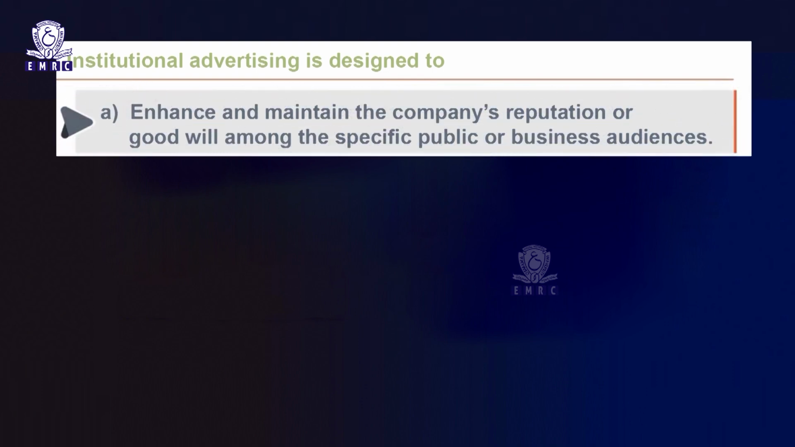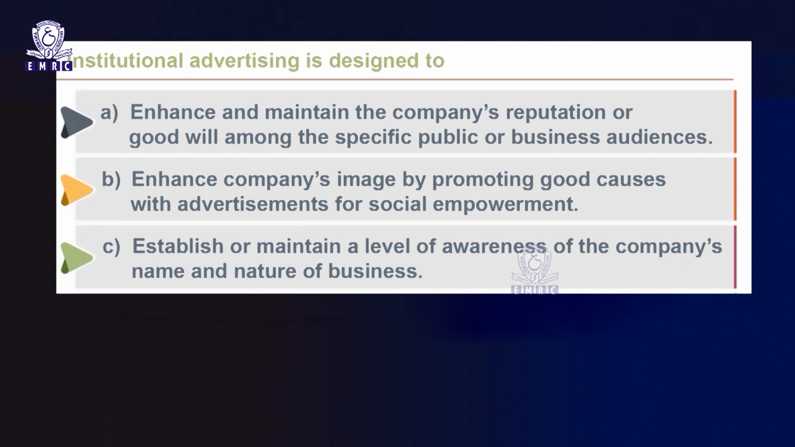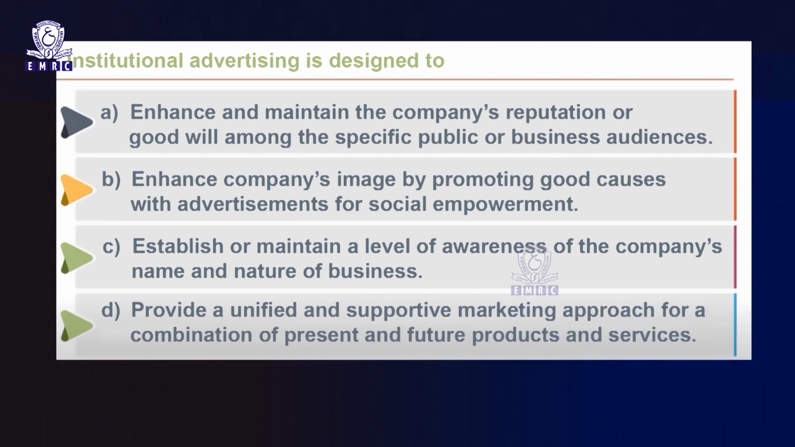It is different from public service advertising, which promotes an idea or calls for a social action rather than a product or image. Institutional advertising is designed to: A, enhance and maintain the company's reputation or goodwill among the specific public or business audiences. B, enhance the company's image by promoting good causes with advertisements for social empowerment. C, establish or maintain a level of awareness of the company's name and nature of business. D, provide a unified and supportive marketing approach for a combination of present and future products and services.